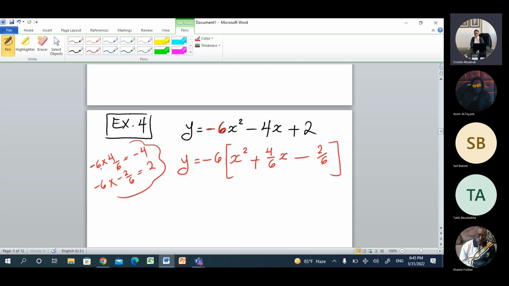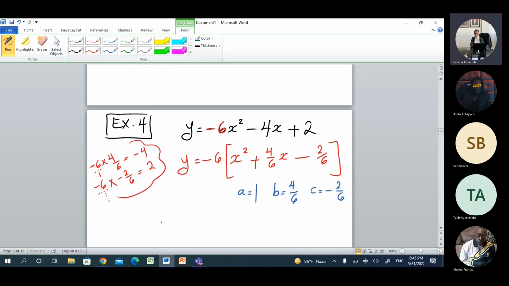Okay, because this one is over 1. So numerator times numerator, denominator times denominator, and this one here, it's over 1. So numerator times numerator, denominator times denominator. Okay. All right. So now we can identify that A is the coefficient of x squared, which is 1. B is the coefficient of x, which is 4 over 6. And C is the constant on its own, which is negative 2 over 6.